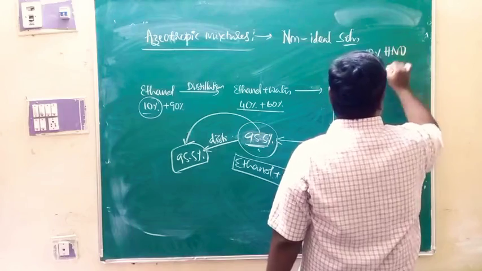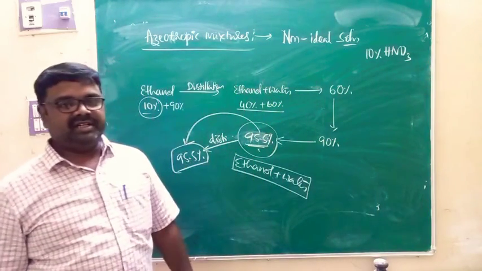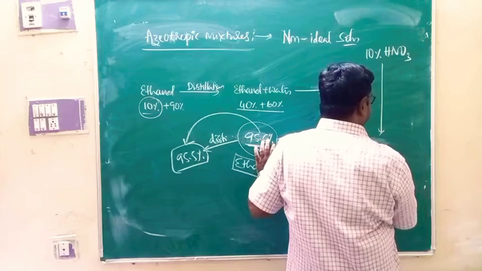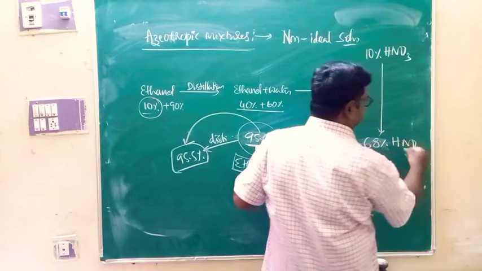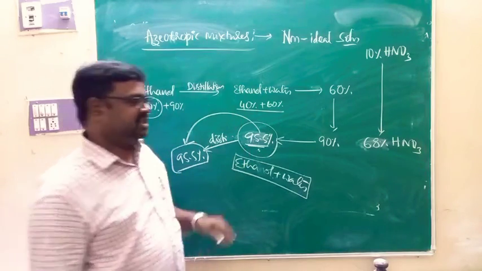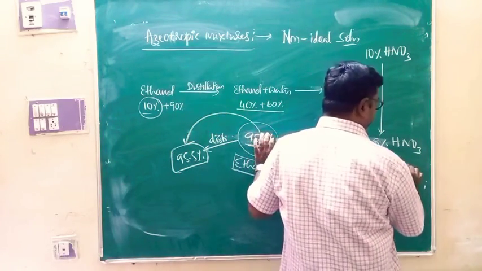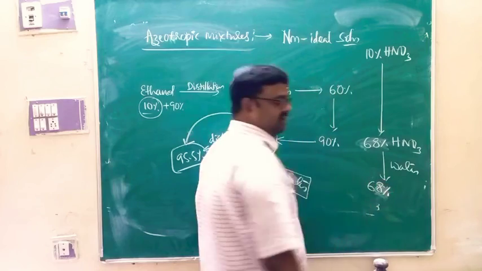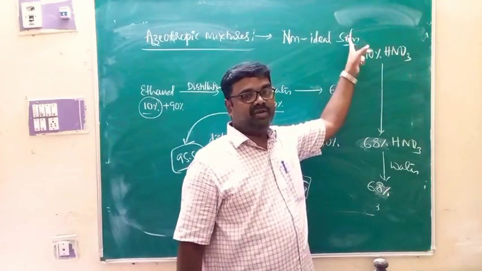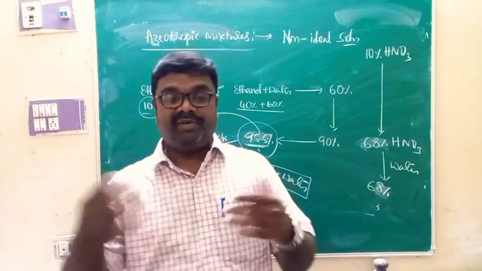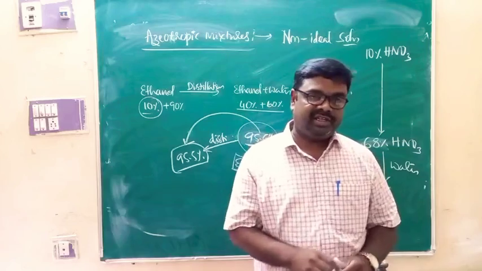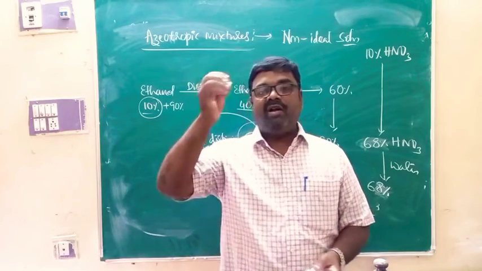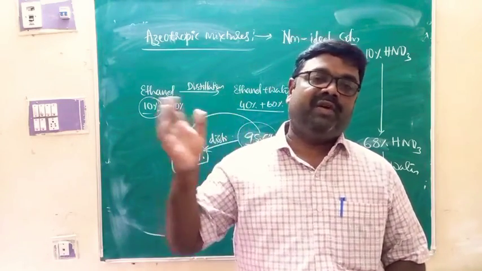Similarly, take 10% dilute nitric acid, which means 10% nitric acid and 90% water. If you distil this, it reaches up to 68%. Once the percentage of nitric acid becomes 68%, it will form an azeotropic mixture with water. If I subject it to distillation further, the percentage of nitric acid remains the same. That is why nitric acid is said to form an azeotropic mixture with water. The constant boiling mixtures which boil at constant temperature without changing composition are called azeotropes. Only non-ideal solutions will form azeotropes. Ideal solutions do not form azeotropes.